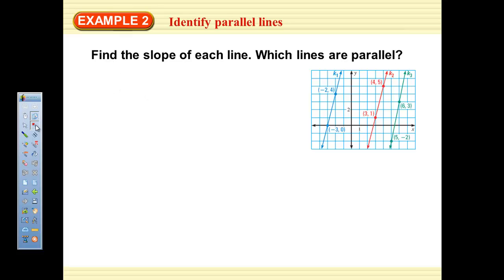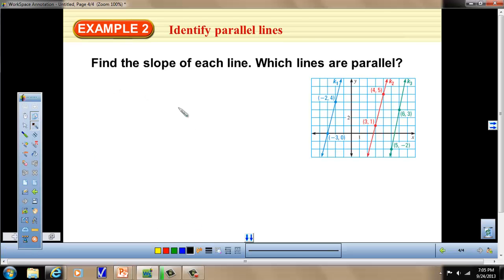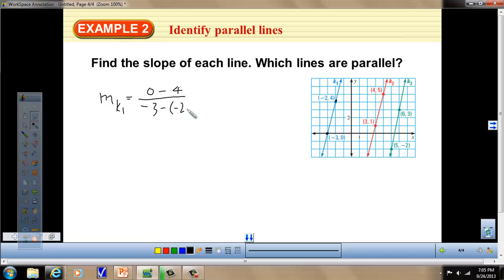So we're going to start off by looking at the slope of K1. And I'm going to go a little bit faster this time. So the 2 points are -2, 4 and -3, 0. So I'm going to start off by doing 0 minus 4 and -3 minus a -2. So I use the y's and then I use the x's. If I do that, on top I have a -4, and on the bottom I get a -1. So my slope for my first line is 4.